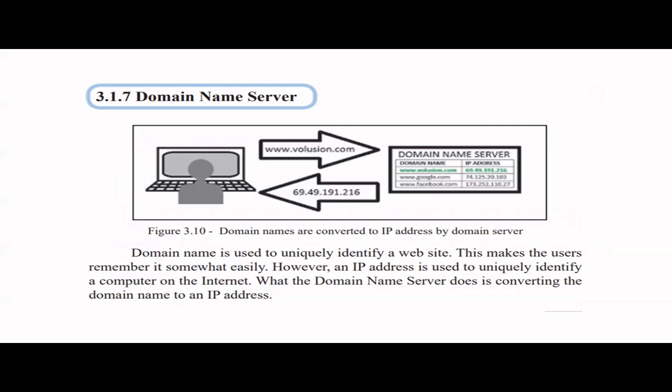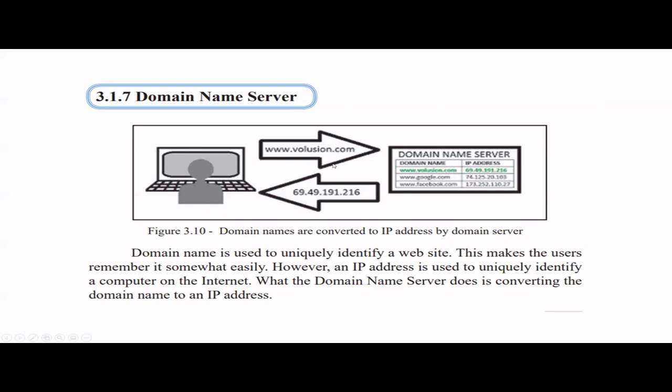Next, I want to explain the domain name server. We need an IP address to identify a computer on the internet uniquely. There is a problem, because an IP address is very hard to remember. Can we remember Google's IP with numbers like that? No, it's very hard. Even though we use the IP address to uniquely identify the computer, it's hard for users to remember.